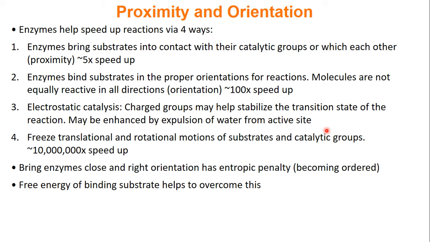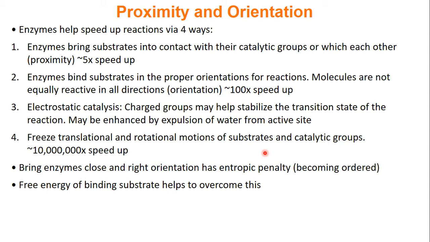But the big thing that helps speed up reactions is freezing any translational and rotational motions of substrates in the catalytic groups. Basically, you grab the substrate, you orient it correctly, and you make it stop vibrating and rotating as best as you can. This actually speeds it up by 10 million fold. So this is the big reason why enzymes work, because you don't have your groups changing bond length, you don't have your groups rotating all over the place, which allows your substrate and your enzyme to properly do chemistry.